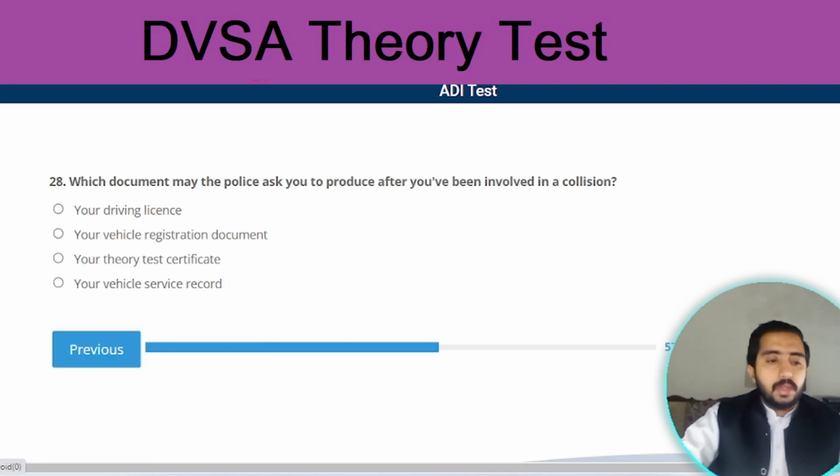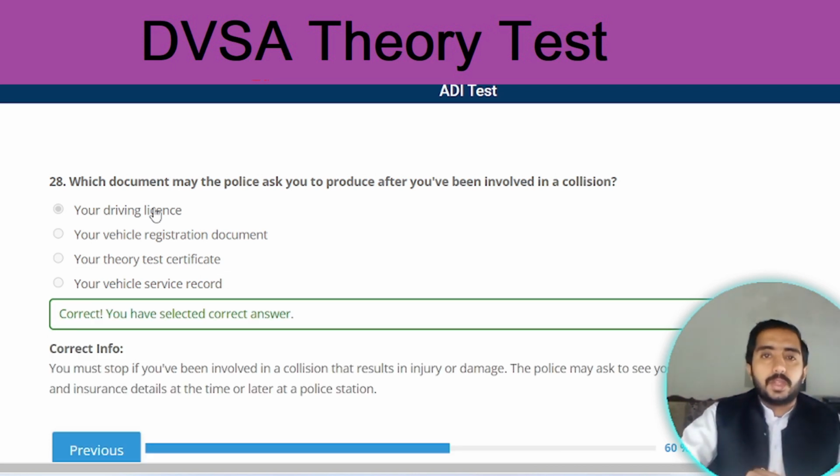Next question. Question number 28. Which documents may the police ask you to produce after you have been involved in a collision? If you have been involved in a collision, then the main document the police ask from you is your driving license. Option A is the correct one.